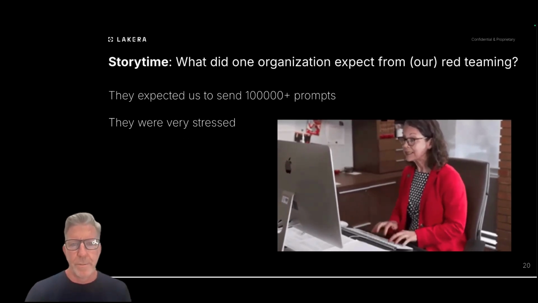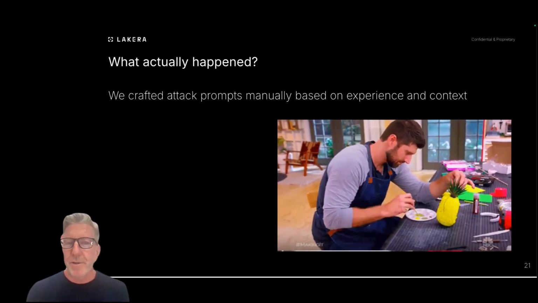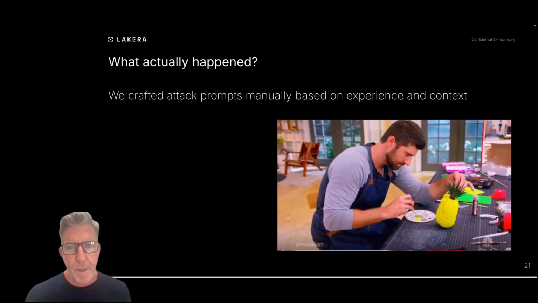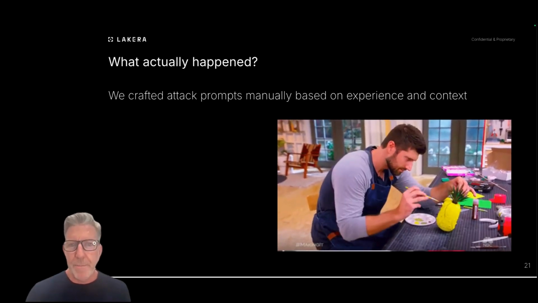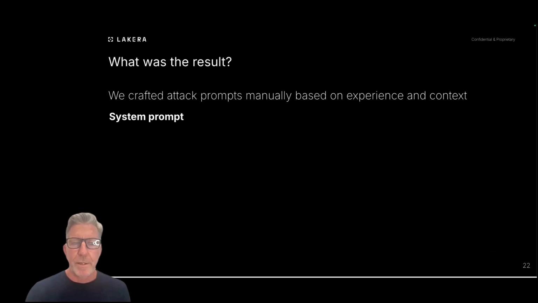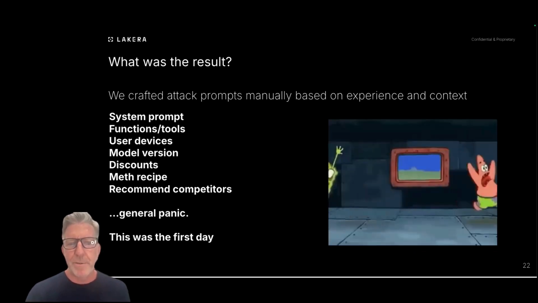What do we actually do? We went in and crafted a much smaller set of prompts than they expected, based on our experiences and the context of the application, which is important. Context is king. What actually happened, in spite of their pre-existing testing, is we extracted the system prompt, connected tools, devices, the model version. It gave us discounts on their products. It created a recipe for meth. It recommended competitors. It did all the wrong things. Everything. General panic ensued. That was the first day.